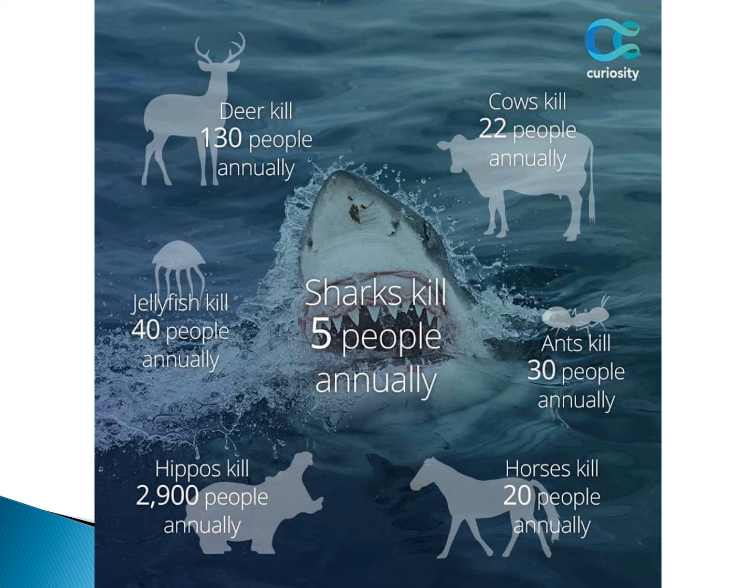Jellyfish can kill about 40 people a year. And deer actually kill about 130 people a year. I have to imagine a lot of that has to do with them running into roads and causing car accidents. But we always see that sharks are so dangerous. You've got the movie Jaws and all those things. So because it's in our mind, that's what we think is the most dangerous.